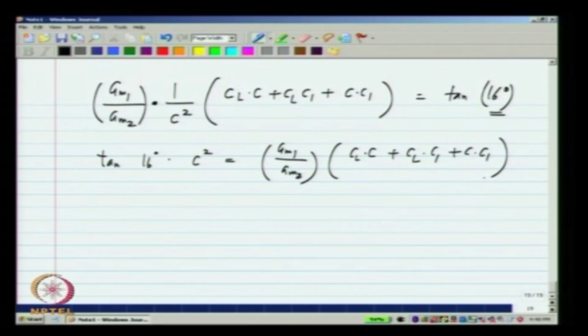Now, I will divide both sides by CL square. It makes sense to express everything as a fraction of the load. So, here I will get C by CL, and here I will get C1 by CL, and here I get C by CL times C1 by CL.